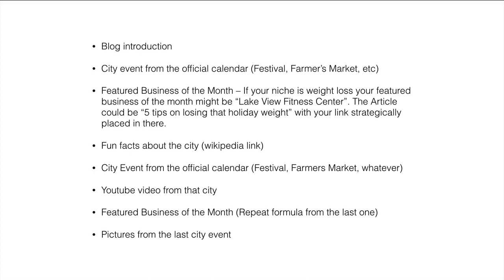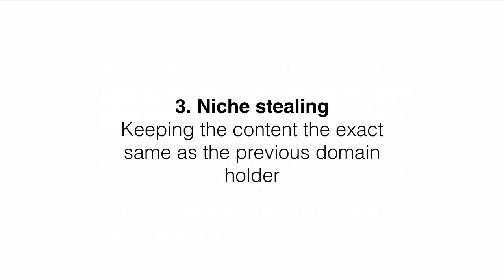The next approach is niche stealing, which is the third type of theme for a standard PBN blog. Basically this is where you keep the content the exact same as what the previous domain holder had. So going back to the Wayback Machine, which is web.archive.org, we look into that again. I'll include the details below this video on how you can check this stuff and how to use it. If you don't want to steal the whole website for some reason, then you can literally just look at the niche it used to be about and copy it.